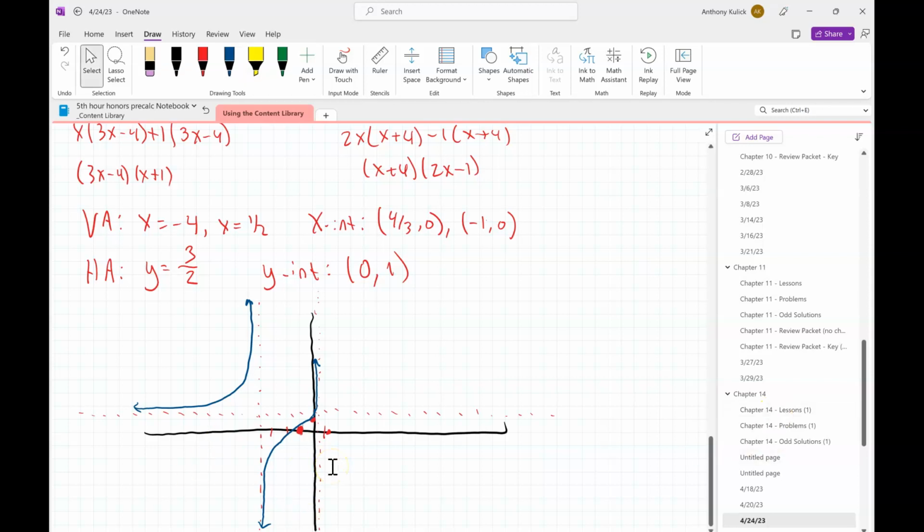And then from here, I can tell, okay, well, the last one, I don't need to really use my calculator because I've got to go through that x-intercept. So that has to be starting down and then going through that x-intercept and following. So that one I got for free.